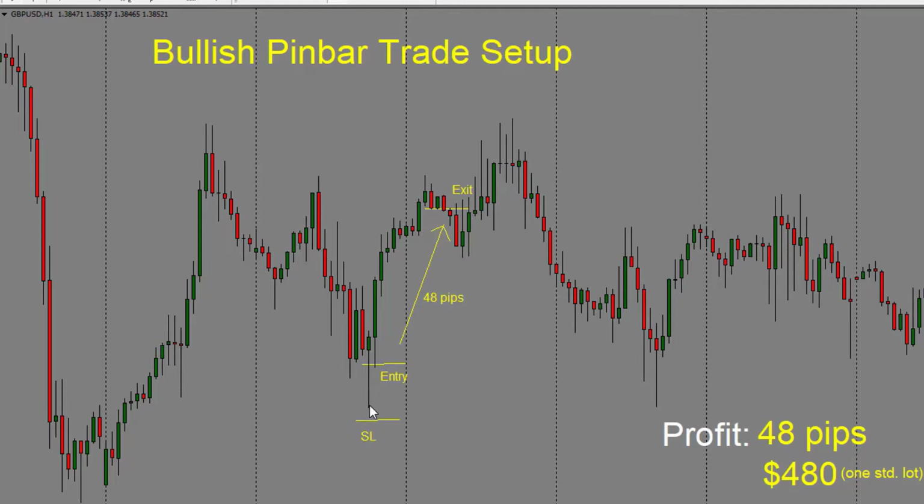Stop would go below the pin here. We just want to make sure there is enough room for the trade to breathe, just in case price decides to come back and test this level once again. Once we enter the trade, we stay with the trade for as long as price is moving higher. Once we start seeing strong candlesticks in the opposite direction, we exit the trade. From entry to exit here, we have 48 pips in the trade. So our profit is 48 pips, or $480 if trading one standard lot.